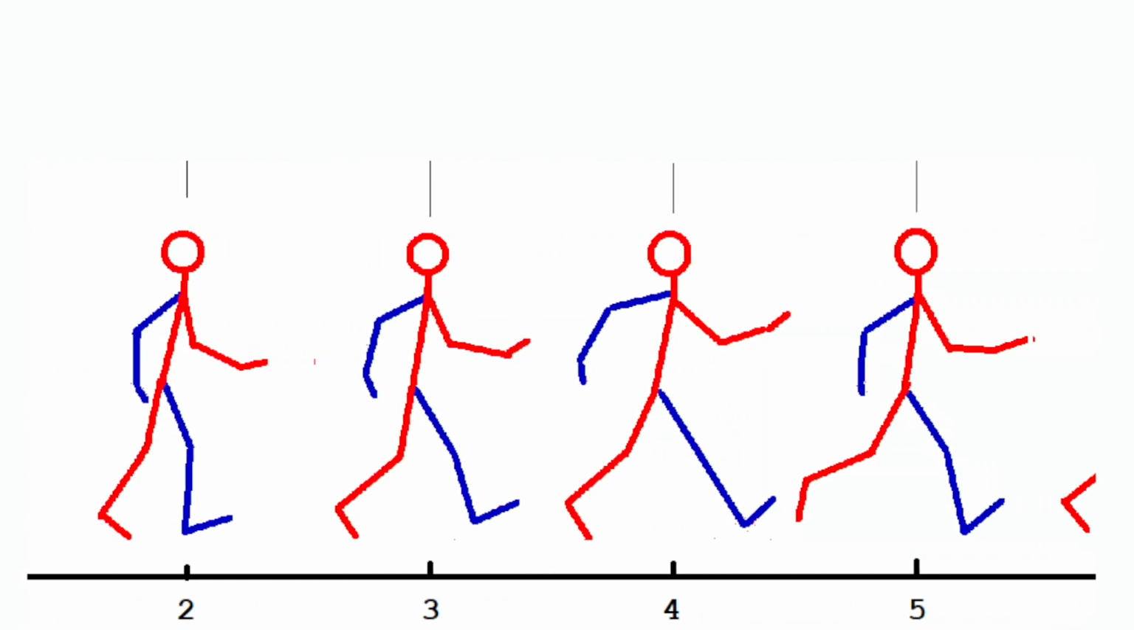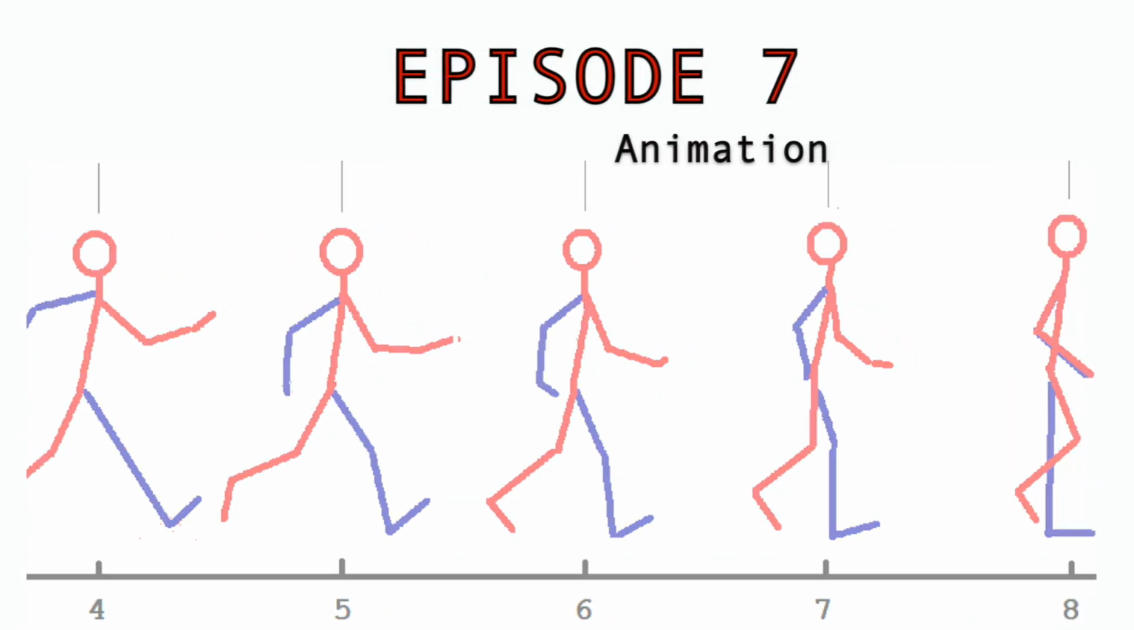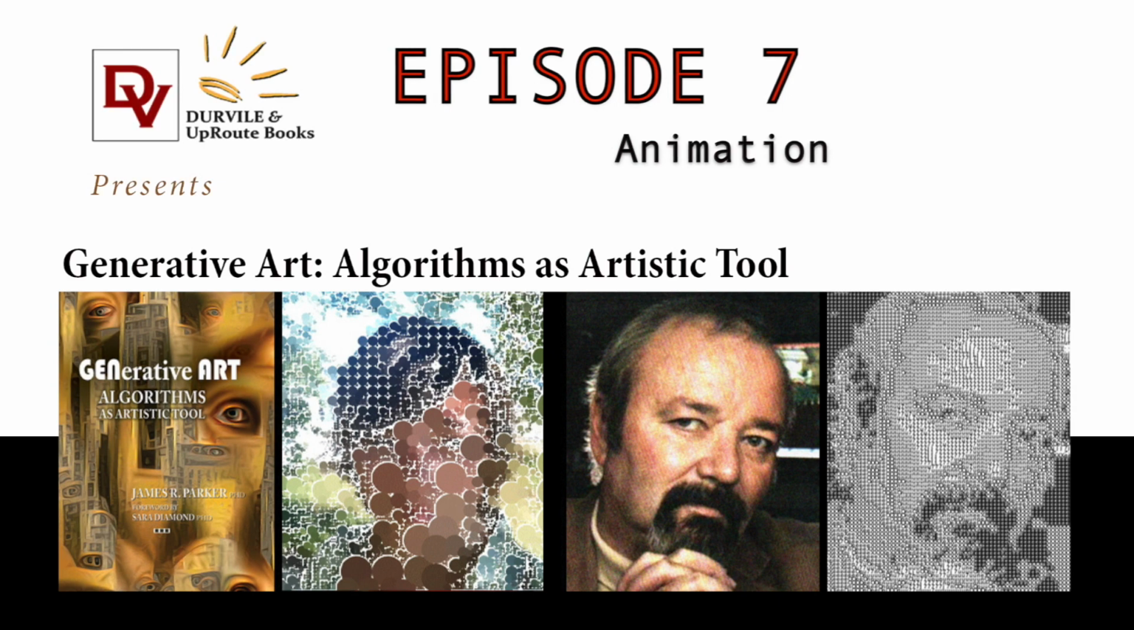This episode, Animation, is the 7th video in the series that goes along with James R. Parker's book, Generative Art: Algorithms as Artistic Tool. Chapter 6 is about animation. This is one of my favorite things, along with sound.